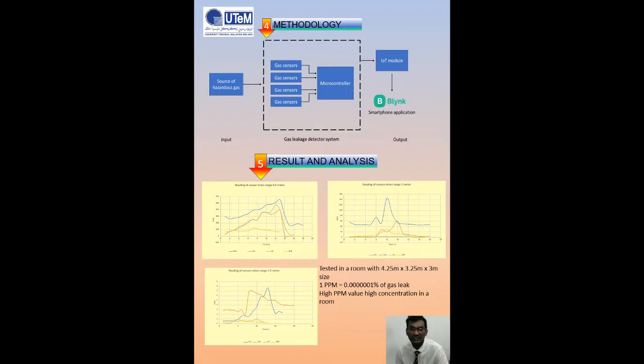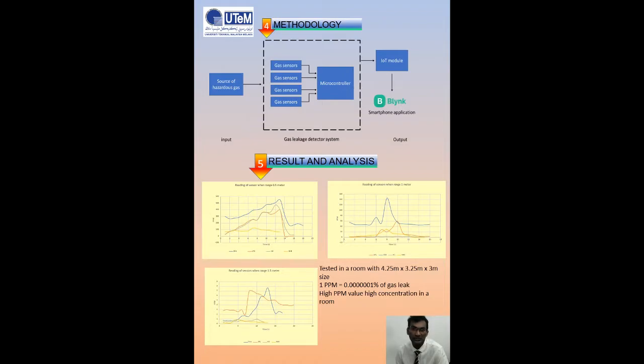After the project is developed, it's time to test and analyze the outcome. The gas sensors are placed in a room with a dimension of 4.25 meter width, 3.25 meter length and 3 meter height. When the gas sensor is tested with different range, the sensors are placed 0.5 meter, 1 meter and 1.5 meter range away from the gas leak source.